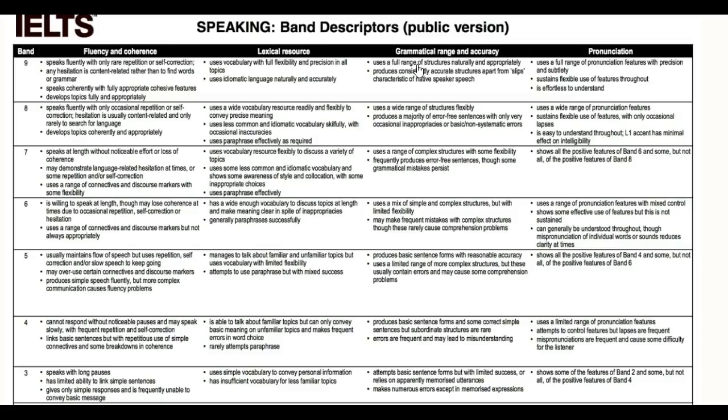At a 9, you're using all of those structures accurately. At a band 7, you're using some of those structures. Some of the times they are correct. A lot of the times they're correct. There are some errors though, okay? So if you're using, say for example, inversion, which is one of my favorite grammatical structures, occasionally you might make some mistakes, okay?